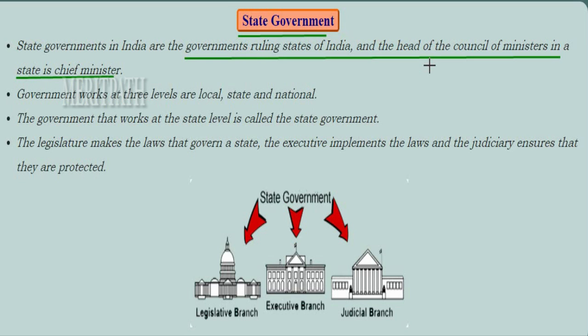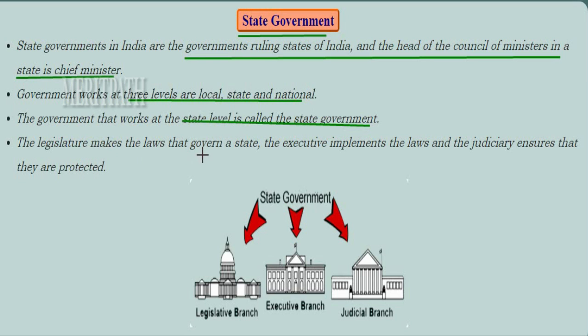The head of the Council of Ministers in a state is known as the Chief Minister. Every state in India has a Chief Minister, and he is the head of all the council ministers of that state. Government works at three levels in India: local level, state level and national level. So we have Gram Panchayats, state governments and central governments, right? The government which works at the state level is known as the state government.